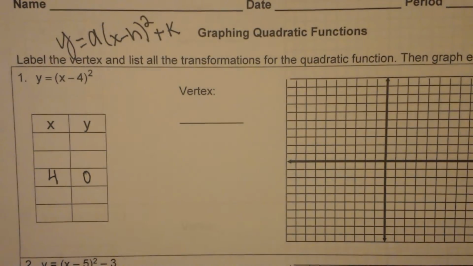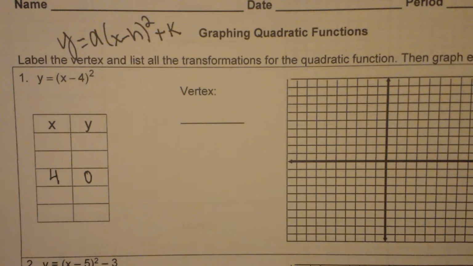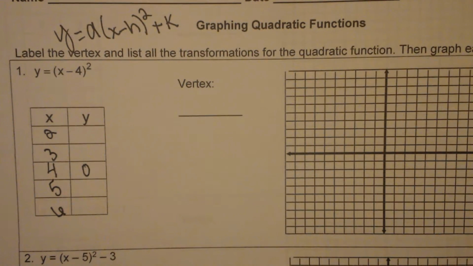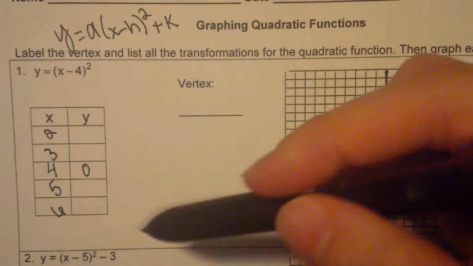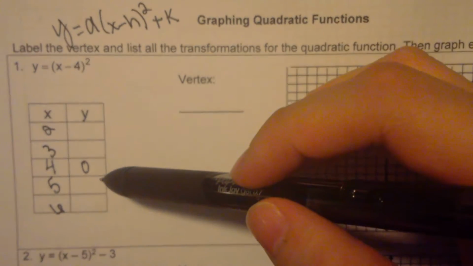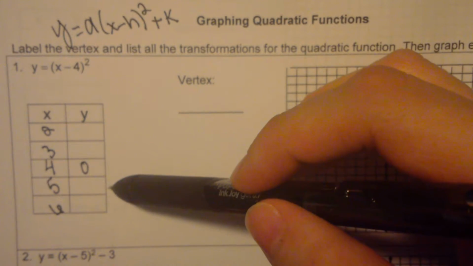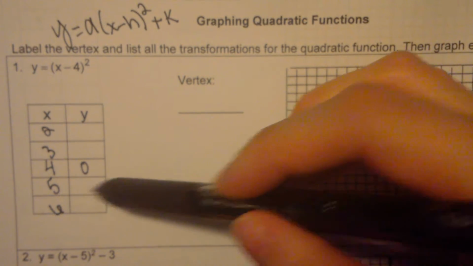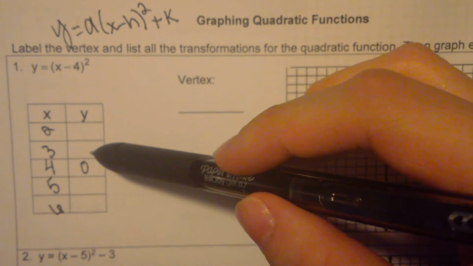4, 0. So it would be easiest for me if I had points on either side that were 1 away each time. So they're consecutive numbers. So 3, 2, 5, 6. So I know my table, my points, are symmetric about the vertex. So what I get for my y value when x is 5 is going to be the same as what I get for my y value if x were 3.